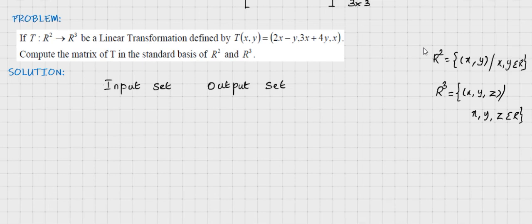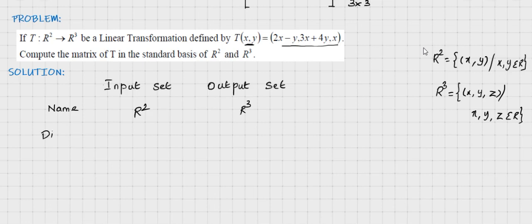Okay. Now the linear transformation is defined between these two sets by this formula. See here, input set is R2. The output set is R3. Check out the elements. The input is a 2 tuple and the output is a 3 tuple. Okay. Now we are going to compute the matrix for this transformation. Now we have to write some basic information initially. The name of the input set is R2 and the name of the output set is R3.